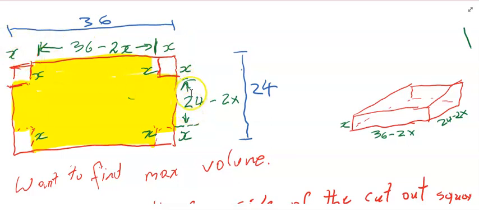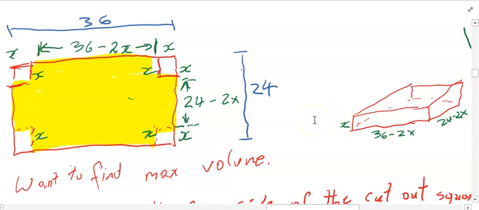On the width side of it we have 24 minus 2x, because we have an x cut out to the top and an x cut out from the bottom. Now if we fold this box up, it will look like a 36 minus 2x by 24 minus 2x by an x, or x is our height.